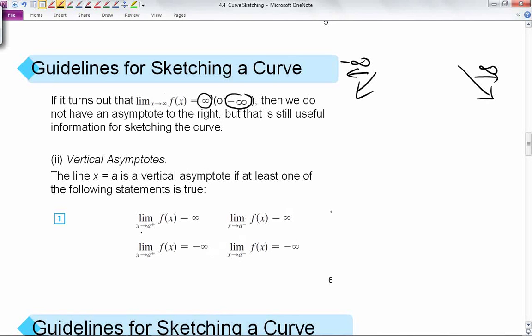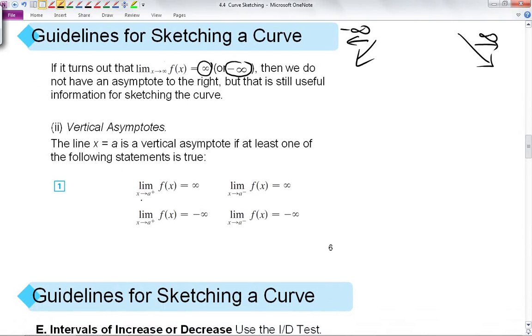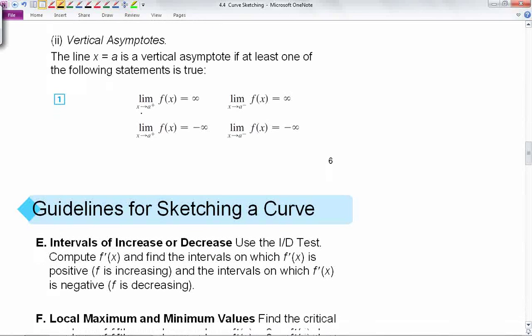X values that make the denominator 0 will show vertical asymptotes in our graph, but there are also other situations where you have vertical asymptotes. For example, the tangent function or cosecant function, some of our trig functions, or the log functions. Log functions have a vertical asymptote as well. So it's not going to be only the denominator being 0. So we need to look for all of those.